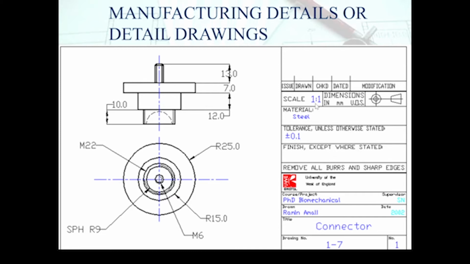For example, the scale: as you would appreciate, we have to specify scale 1:1, dimensions in millimeters. UOS means unless otherwise stated. Wouldn't it be funny if you were to just start writing units right next to every single one of those numbers?